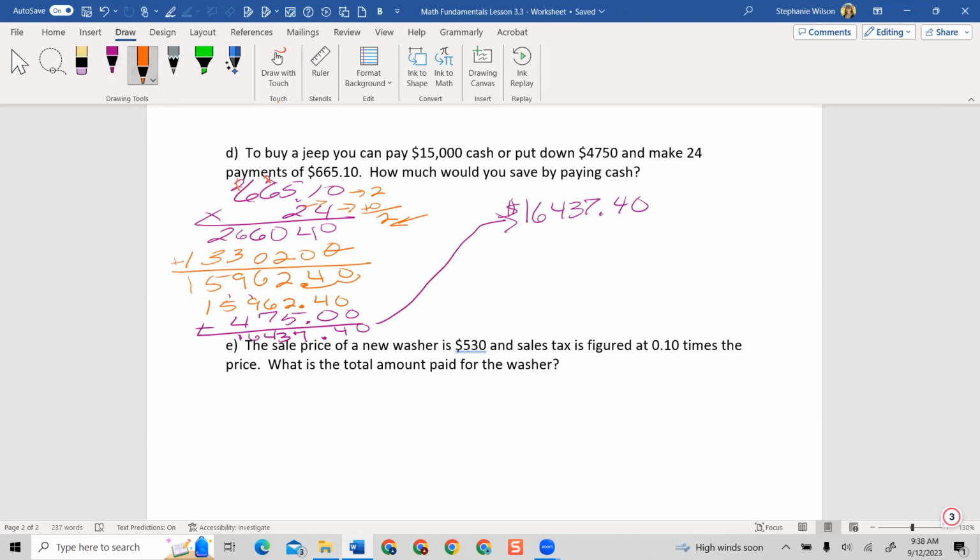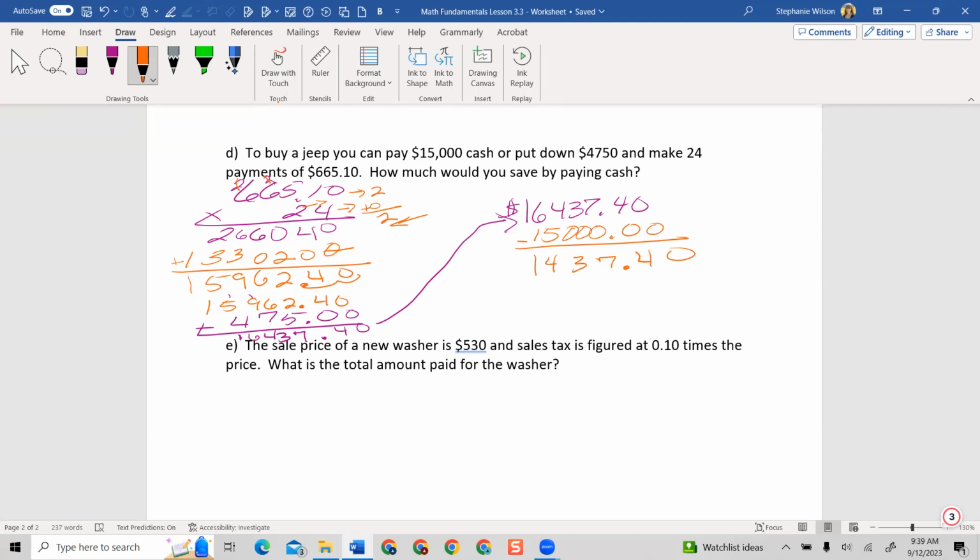Now, let's find the difference between if you just buy the Jeep for $15,000 in cash versus your payments. So I'm going to take this 15,000 and subtract it from the $16,437.40. So 0 minus 0, 4 minus 0, bring down the decimal, 7 minus 0, 3 minus 0, 4 minus 0. 6 minus 5 is 1, and then 1 minus 1. So in this case, and you could double check your math just to make sure it came out right, there's a difference of $1,437.40.